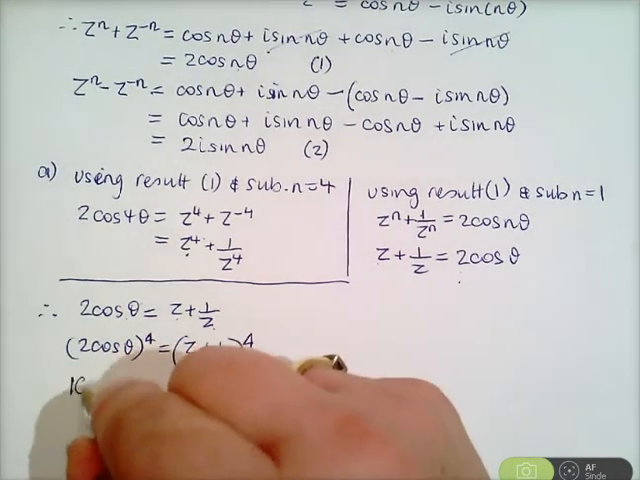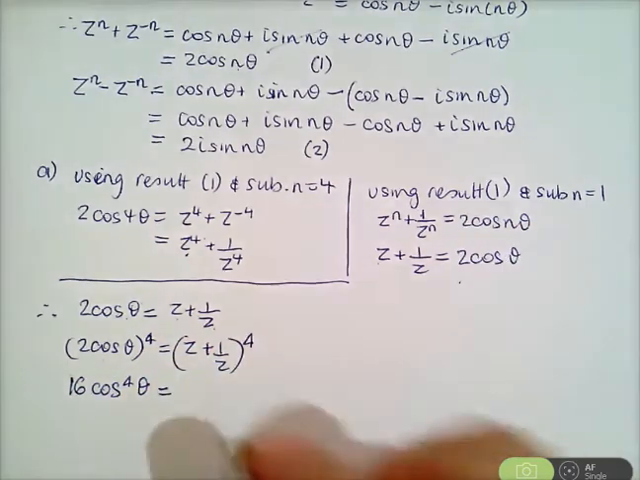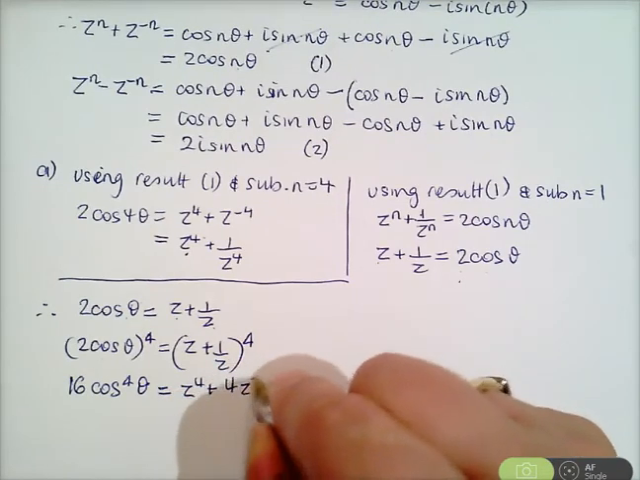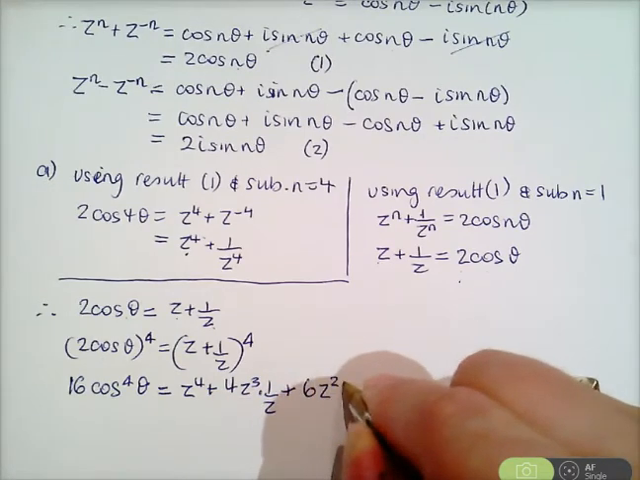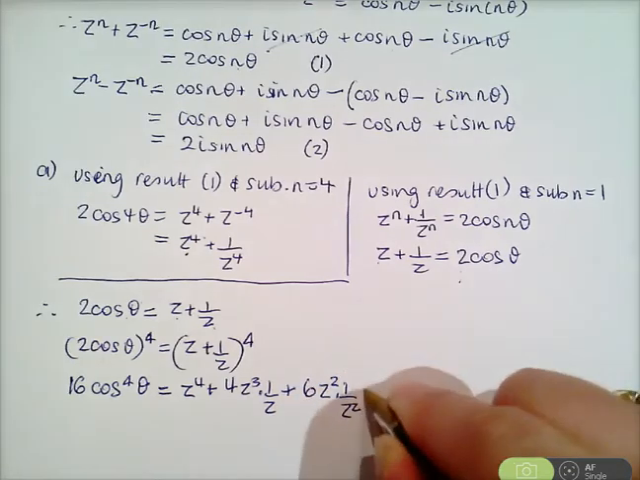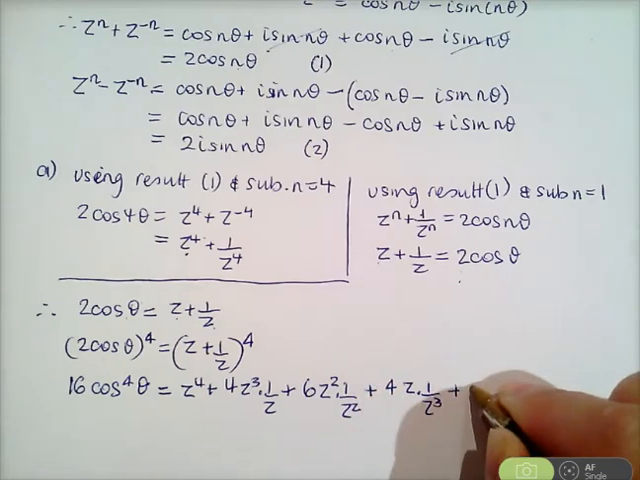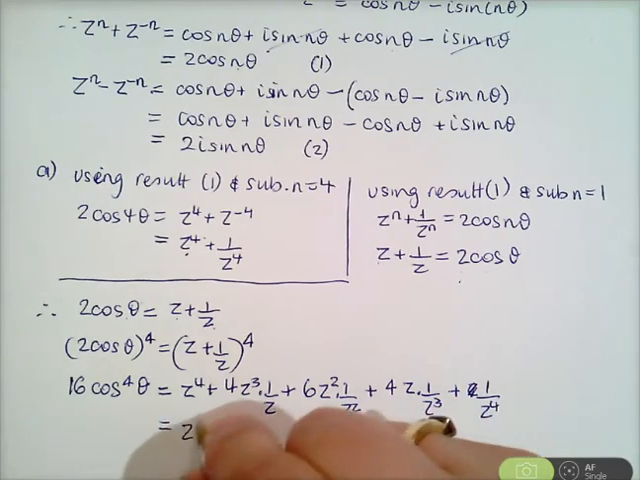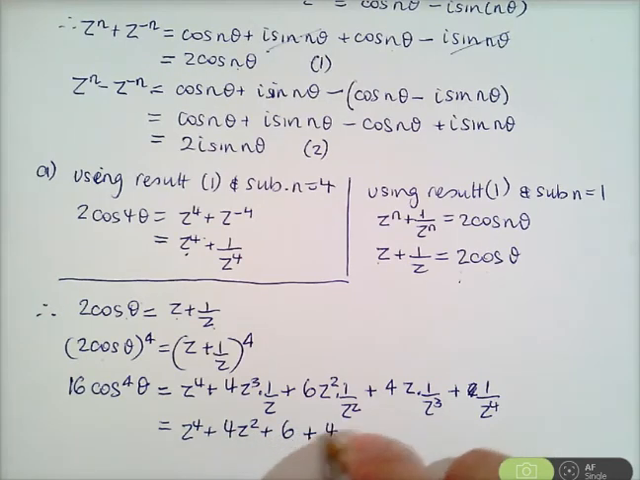Now, this means that 16 cos to the power of 4 theta is equal to, expanding this using binomial theorem, z to the 4 plus 4 times z cubed times 1 on z plus 6 times z squared times 1 on z squared plus 4 times z times 1 on z cubed plus 1 over z to the power of 4, which is z to the 4 plus 4z squared plus 6 plus 4 over z squared plus 1 over z to the power of 4.